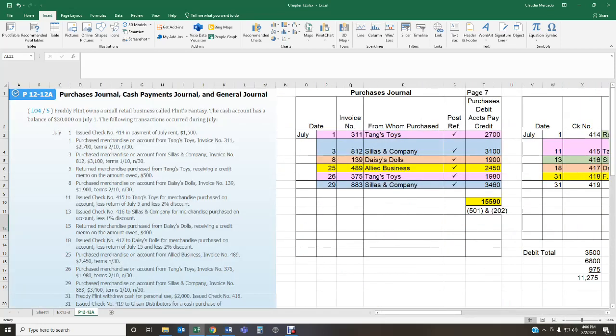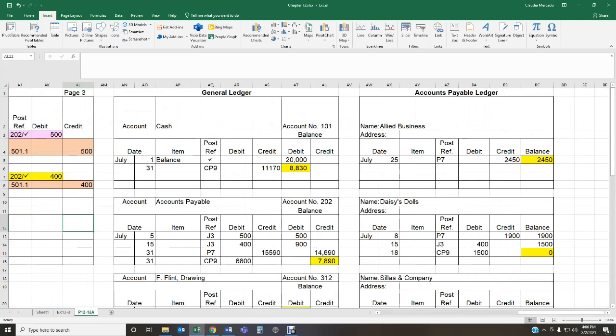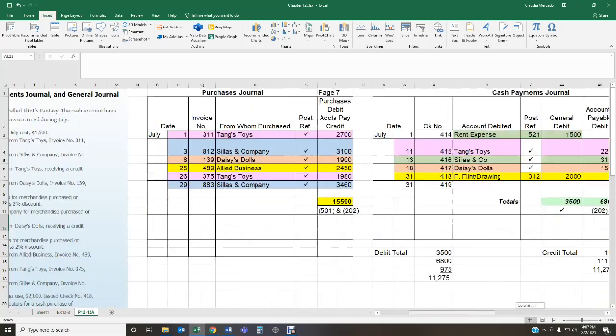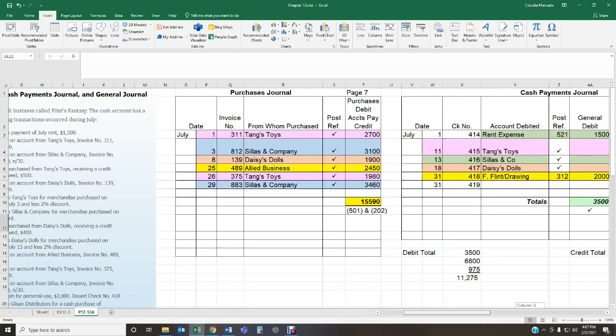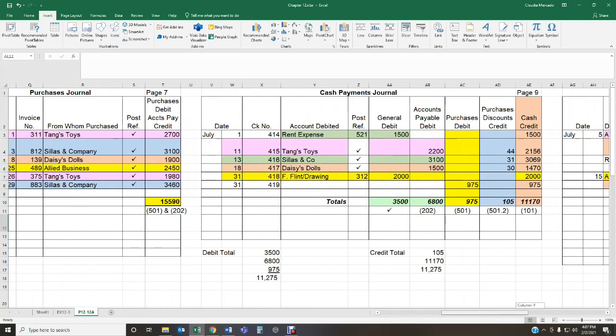It's a lot of information, but we're killing a whole bunch of birds with one stone because we're doing the purchases journal, the cash payments journal, the general journal, the general ledger, and the accounts payable ledger. So it's a lot of information being covered in one problem. And it's not difficult. It's just a matter of identifying: it's a purchase, it goes into my purchases journal. I'm paying something with cash, it goes into my cash payments journal.